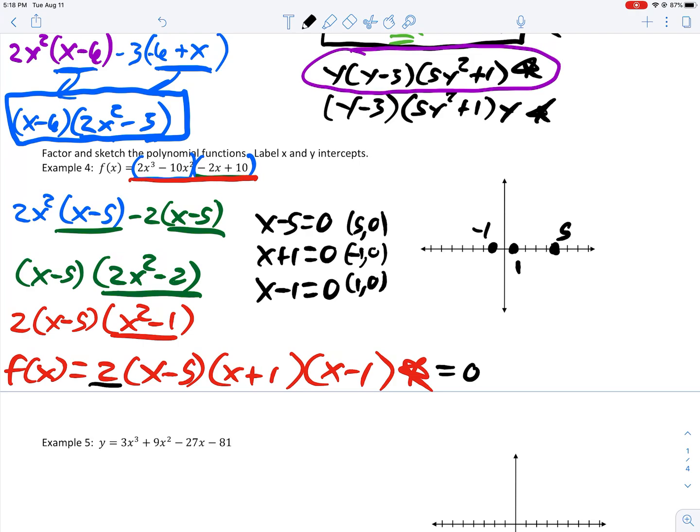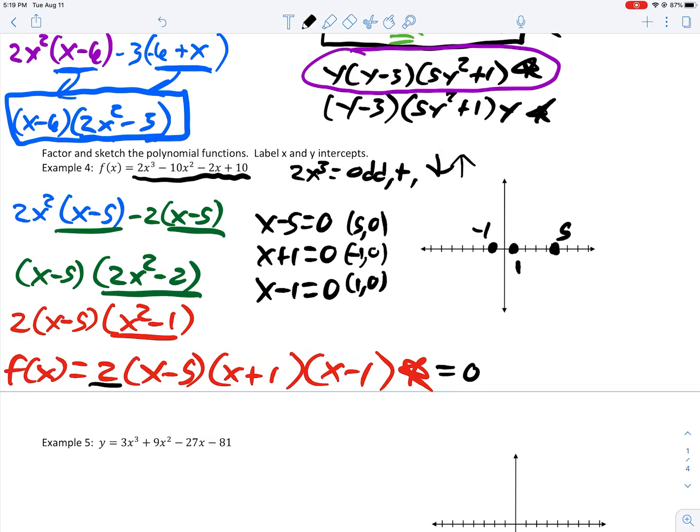Okay, I need my end behavior. So let's come back up here and look at the original problem. It's in standard form. So 2x cubed would be odd, positive, so it would be low to high. Remember, in standard form, it's easy to find the end behavior because you look at the term with the largest exponent. That's the leading term. It's to the third, so it's odd. It's a positive 2, so it's positive. So now I have the end behavior. I have the x-intercepts. Last thing I need is the y-intercept.